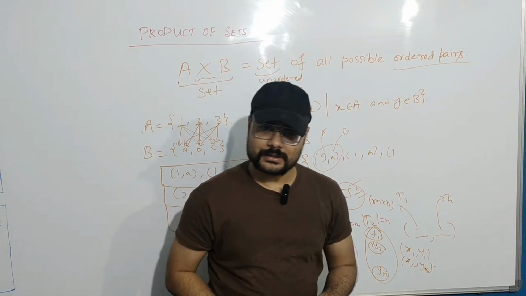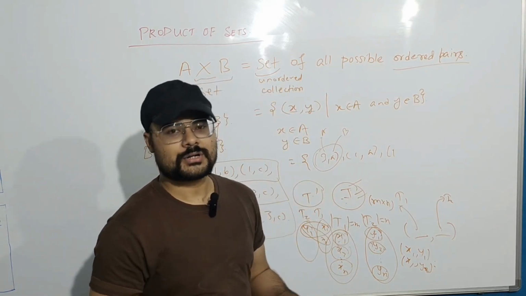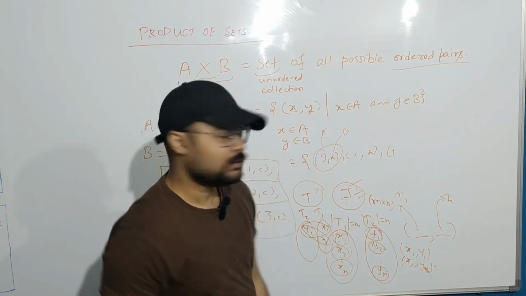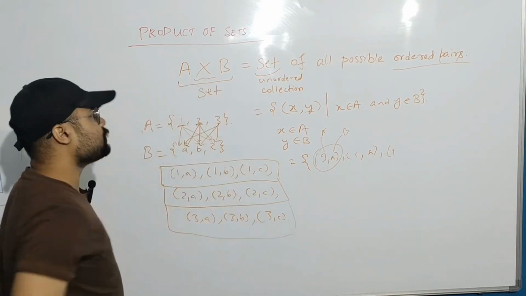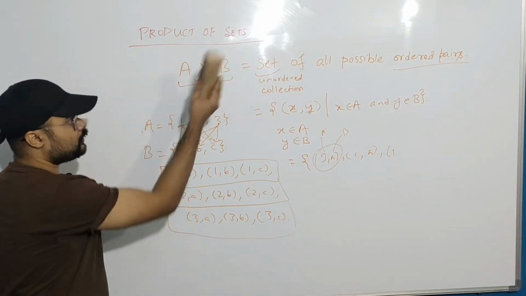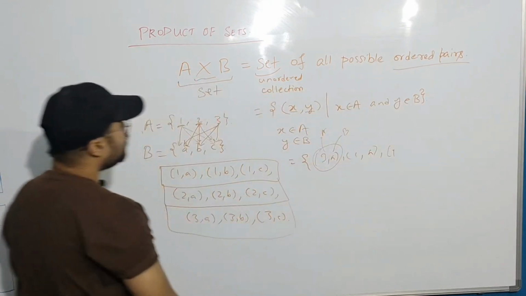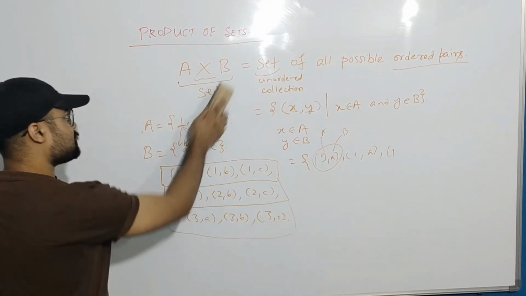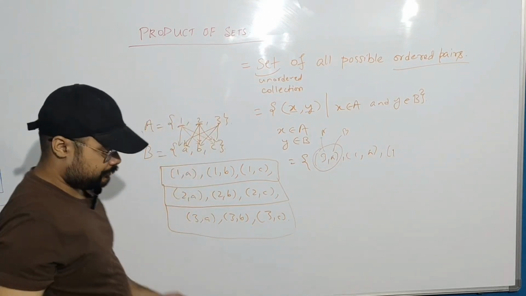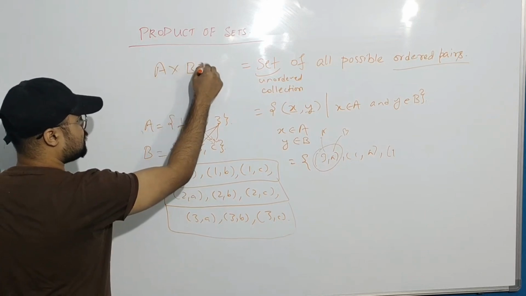TOC can be summed up as a set membership problem. Anyways, so this is your A cross B. What about if there are three sets? We are talking about the product of sets. The product of two sets is the set of all possible ordered pairs. But what if you have three sets? What if you have A cross B cross C?